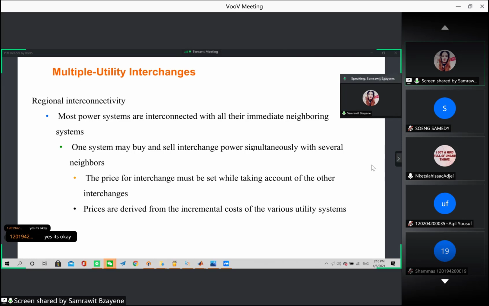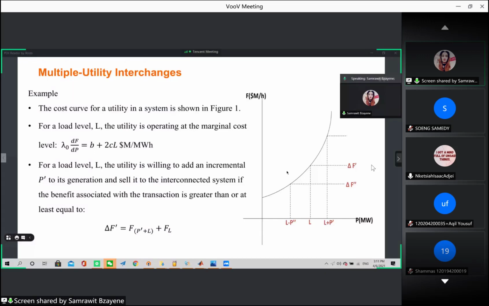One system may buy and the other system may sell, so this interchange power is simultaneous with several neighbors. The price for interchange must be set while taking account of the other interchange. Prices are derived from the incremental cost of the various utility systems. This graph shows us the cost curve for a utility in the system. For a load A, when we say the utility, we can define their own operation policy by importing and exporting power from the network according to the price level.